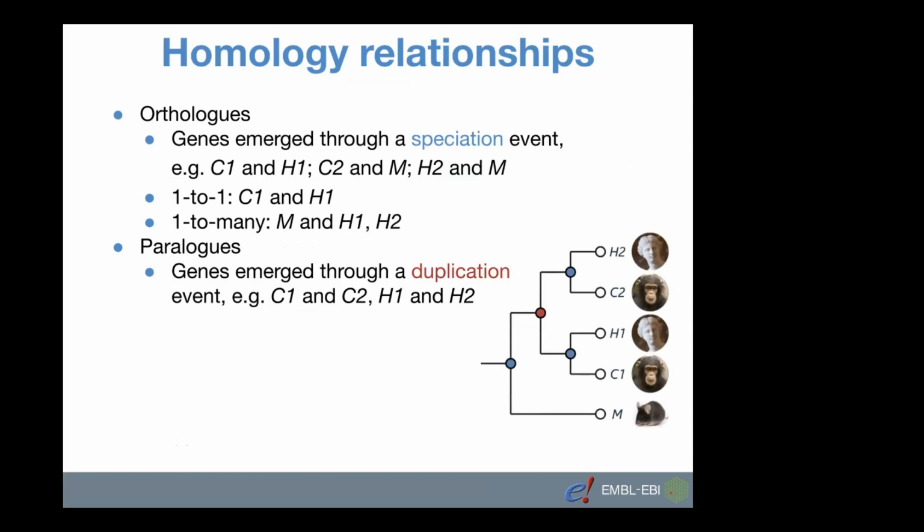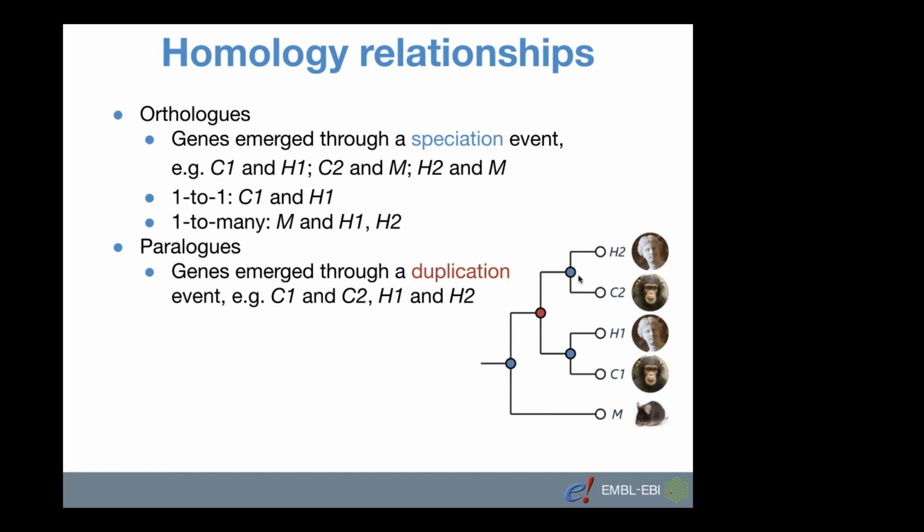So there are different types of homology relationships. Here we have a simple tree, and all of these genes share evolutionary origin, and speciation events are shown in blue, while the duplication events are shown in red. You can see that we have a duplication event in primates, and as a result, we have 2 copies of these genes in human and chimp. And genes which emerge through speciation events are called orthologs.